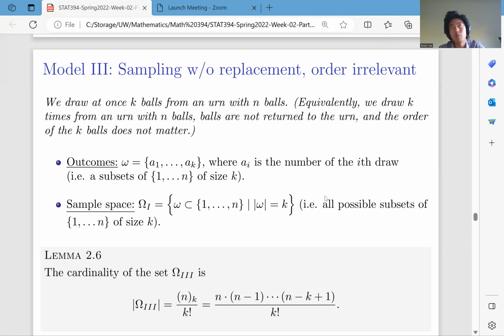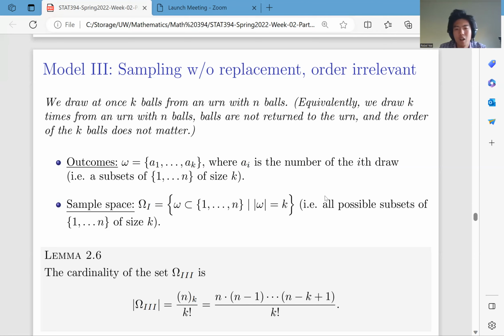The order doesn't count, which means if you draw the first ball and then the second ball, or the second ball and then the first ball, they are counted as the same event. But previously, drawing the second ball first and then the first ball, or drawing the first ball first and then the second ball, these two cases were considered different. So in this case, the outcomes are no longer lists; they become sets, because a set has the property that the order of the elements inside is not relevant. So the outcome is a set.